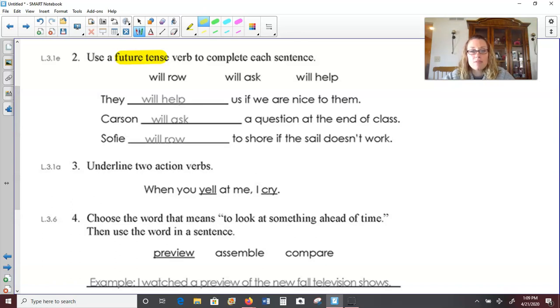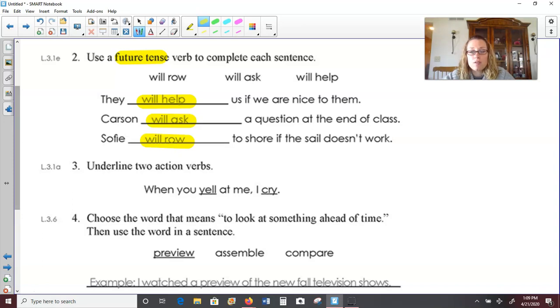They blank us if we are nice to them. Will row us, will ask us, or will help us. I think if you're nice to someone, they will help you. Carson blank a question at the end of class. Carson will ask a question. And Sophie blank to shore if the sail doesn't work. Well, she will have to row.